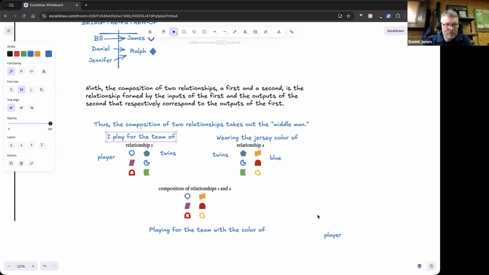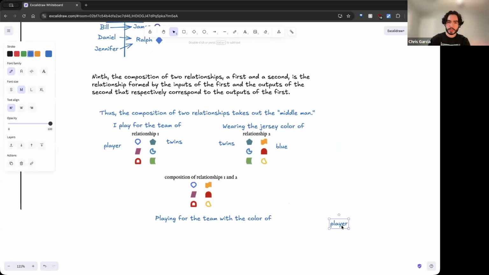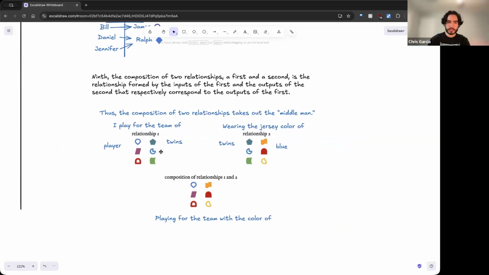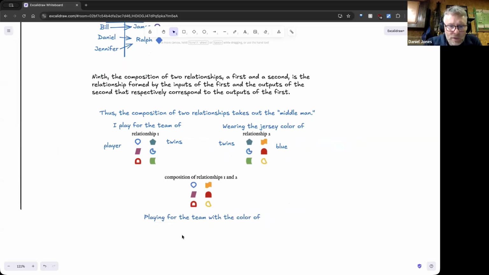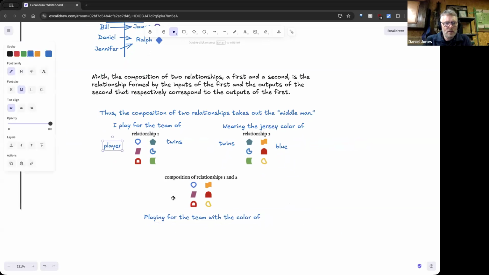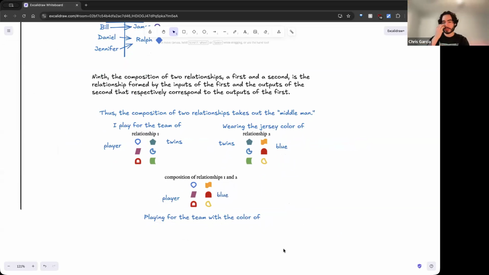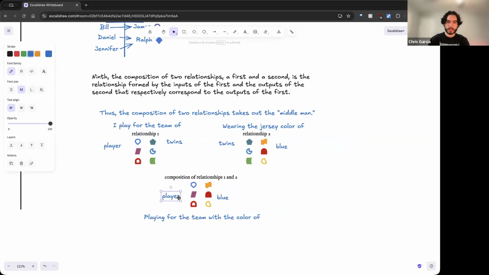There you go. So then you could finally say who plays for the blue team. So the player would go on the left, and then the blue would go on the right for that last relationship. There you go. Which player's wearing blue.